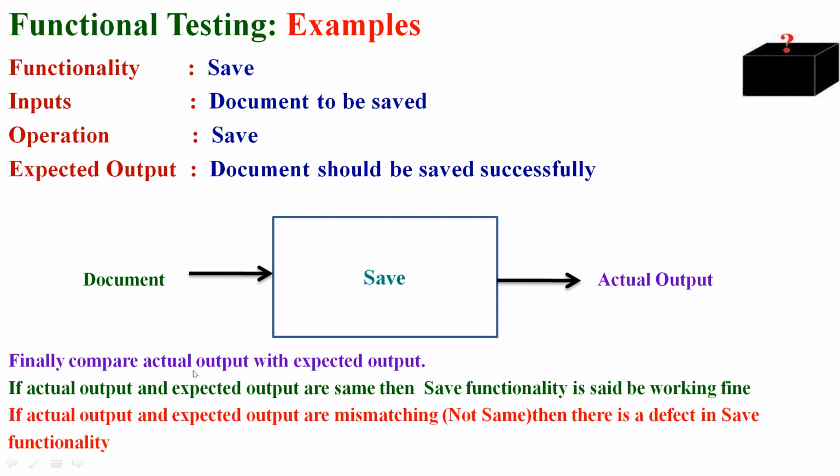So finally, compare the actual output with the expected output. Same. If both the actual output and the expected output are same, then this save functionality is working properly. If not, the save option, there is a defect in the save functionality. Save is also an example for functionality. You are doing testing on this particular functionality. That is why it is called as functional testing.